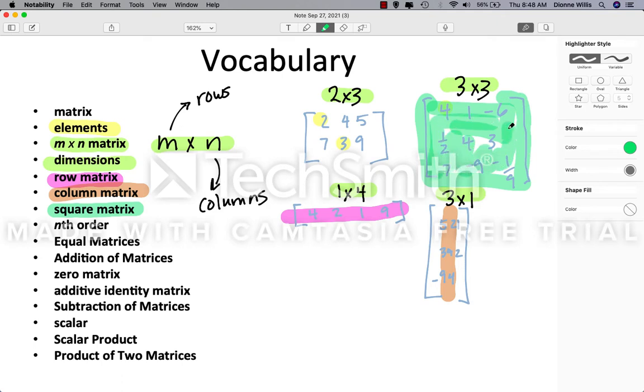We're getting through this. When we talk about an nth order matrix, this is another term for a square matrix. So in this case, the nth order matrix that we're dealing with would be a third order matrix because it is a 3 by 3. I hope that makes sense. So these first few terms, hopefully they're feeling okay. Let's go on and get to the next bunch.